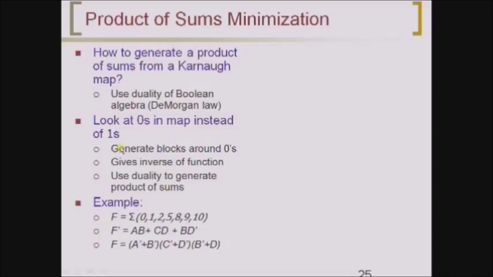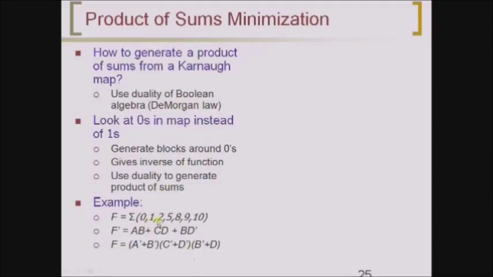Up to now we have gone with the groupings of ones, but from now we have to go with the groupings of zeros for finding the max terms. Generate blocks around zeros, which will give us the inverse of the function. Use duality to generate product of sums. These are the three steps which we have to follow for reducing the expression.